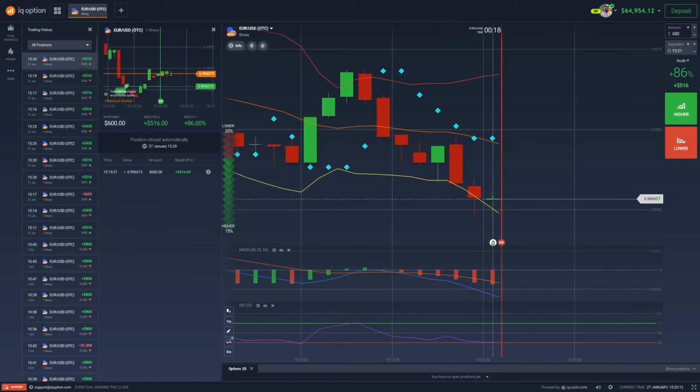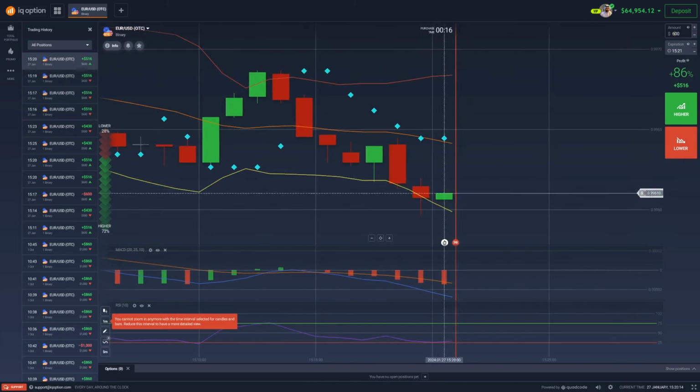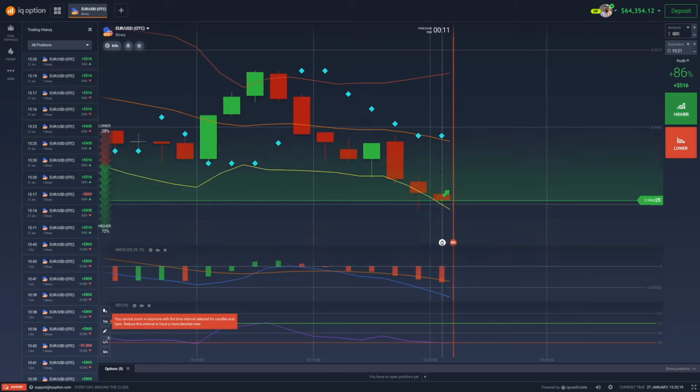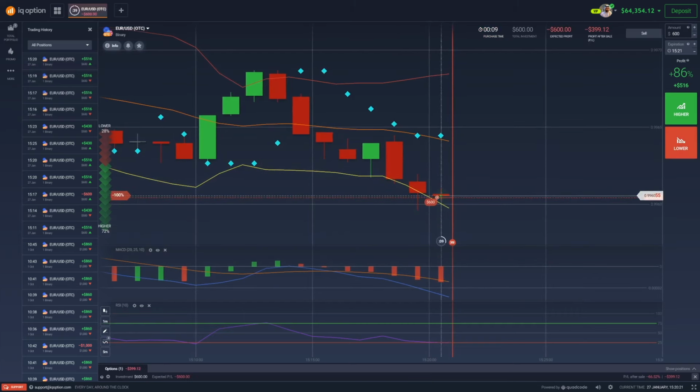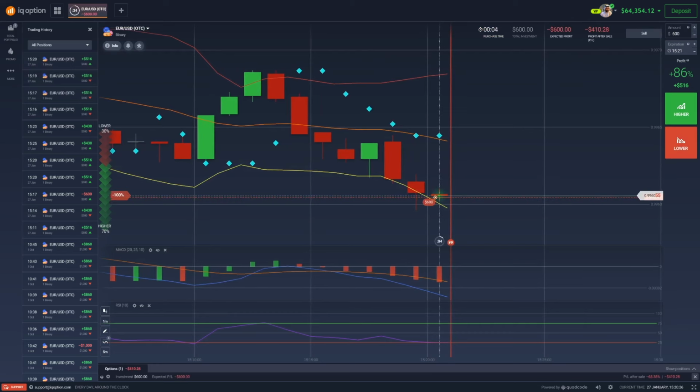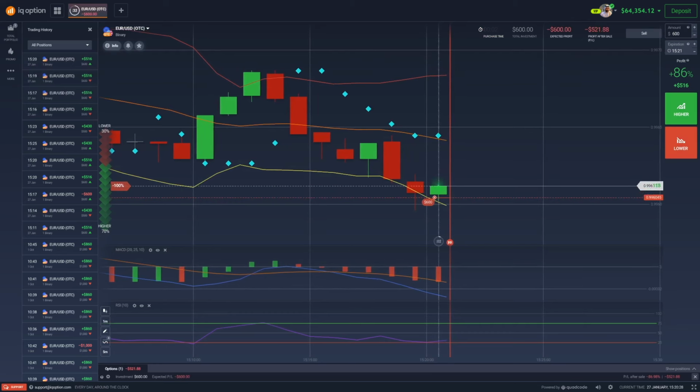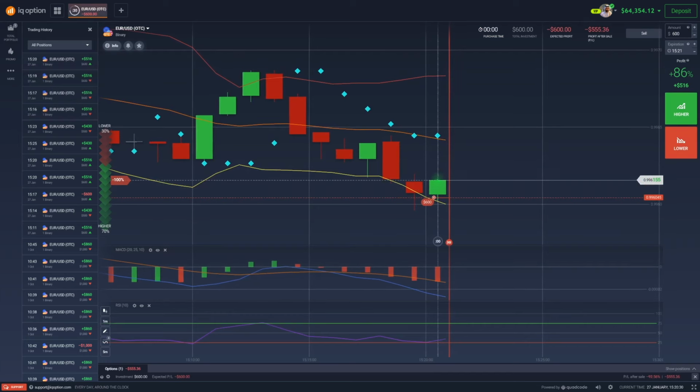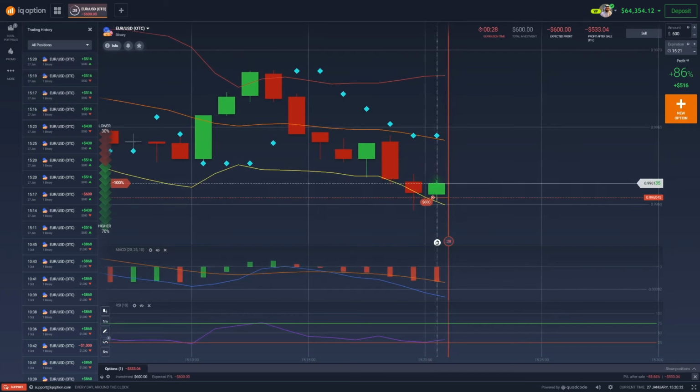Great. What do you think? The market is supposed to keep going down, right? The market will keep going down. I know that. It's following the lower band. RSI there is not helping too much.